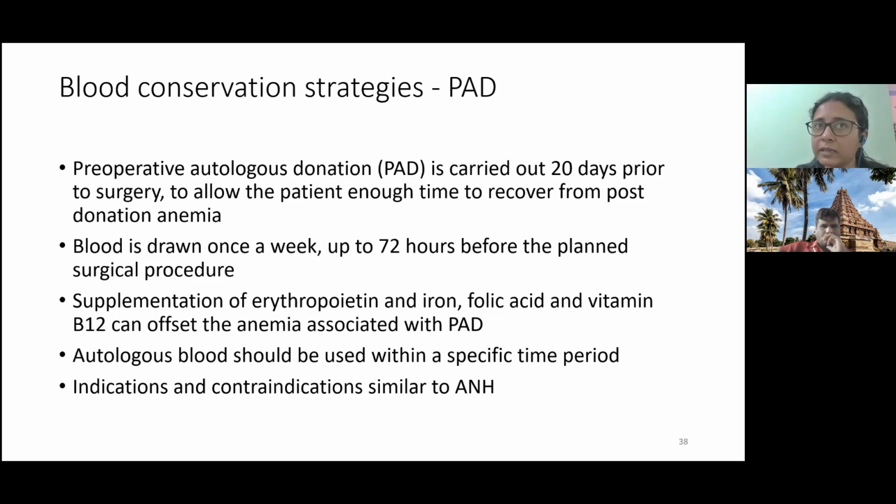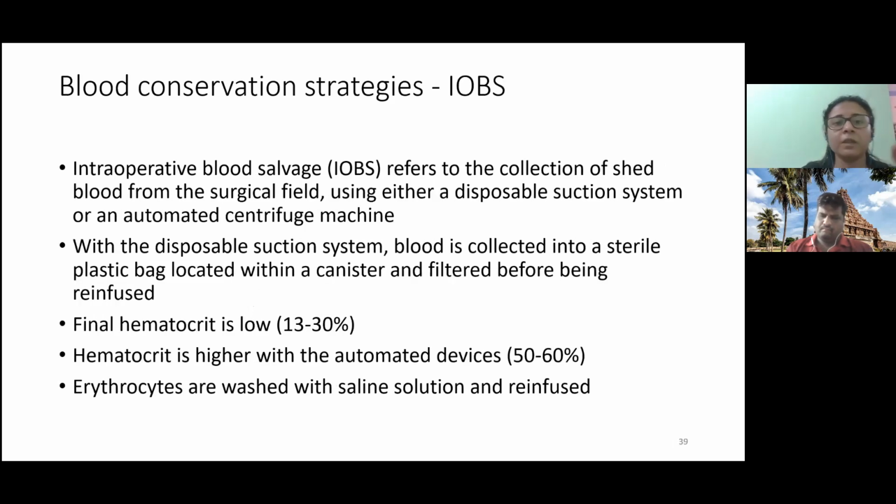That is why Velarde studies on no allogenic blood transfusion included PAD, ANH, intraoperative blood salvage, as well as preoperative and postoperative erythropoietin. In addition to these, we have to remember the crucial role that is played by perioperative antifibrinolytics in these patients. Coming to intraoperative blood salvage, it is blood salvage from the surgical field using either a disposable suction system or an automated centrifuge machine. An automated centrifuge machine is what is used in the present setup in most cases.